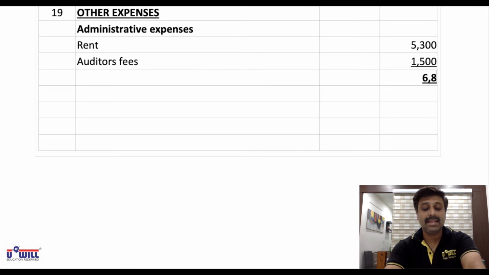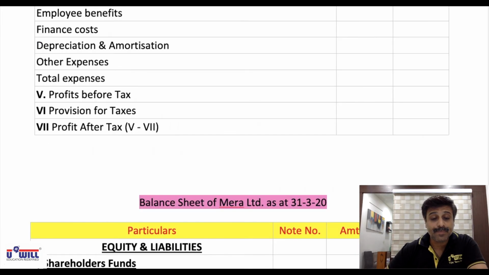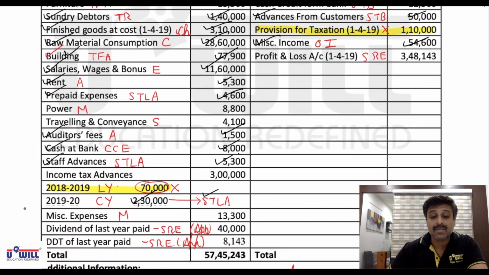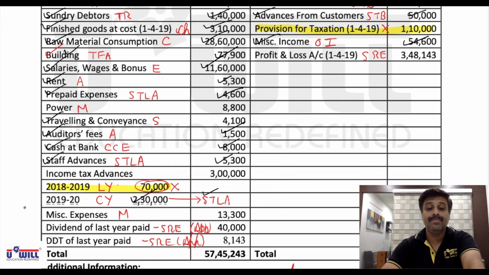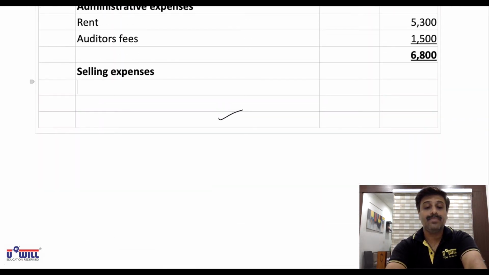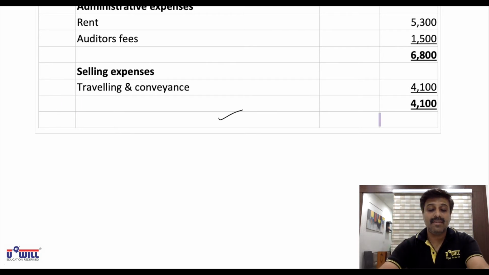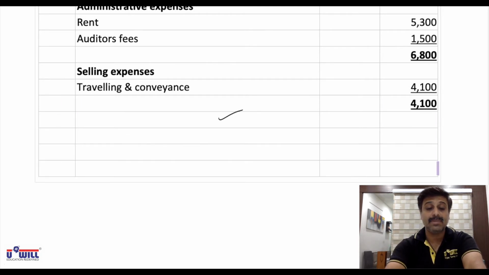Then we will have selling expenses. Now, S marked items, selling expenses, what we have is traveling and conveyance 4,100. Only one item. Total also 4,100. Then after traveling and conveyance, we have miscellaneous expenses.